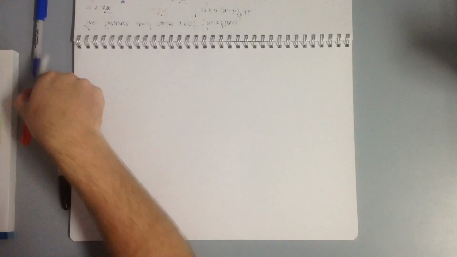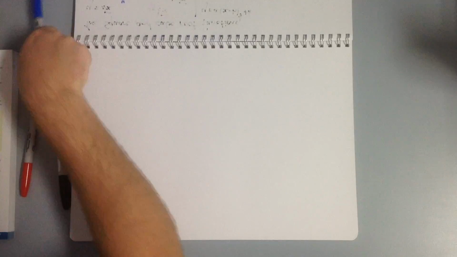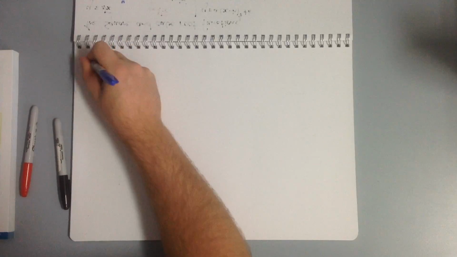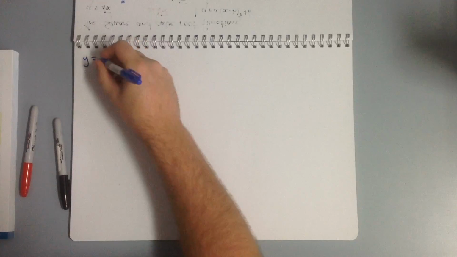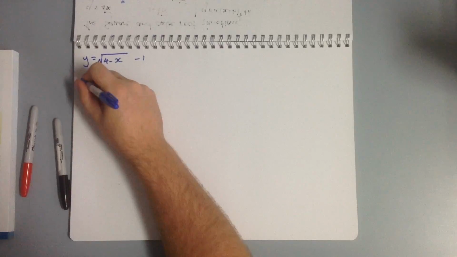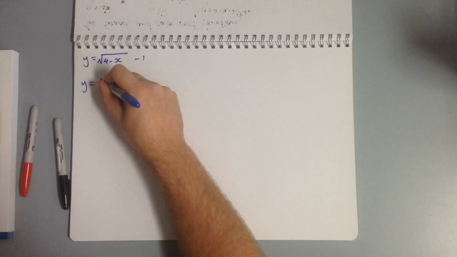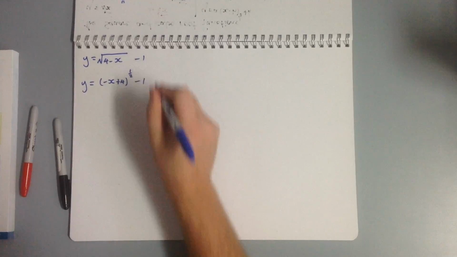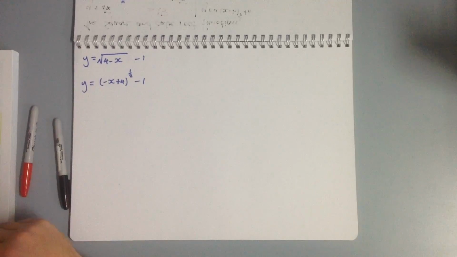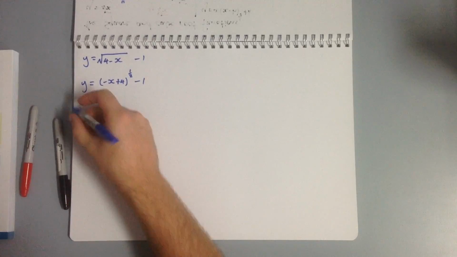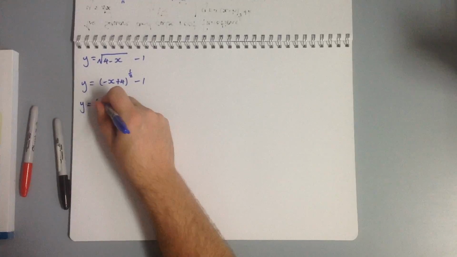So we'll have a quick look at a worked example. We'll look at sketching a graph again. So we've got to sketch a graph of y equals the square root of 4 take x, take 1. So say we've got y equals (minus x plus 4) to the power of a half, take 1. If you have seen some of the other tutorials I've done, you'll see that we've got a way of dealing with this negative inside. What we do is we take it as a common factor.